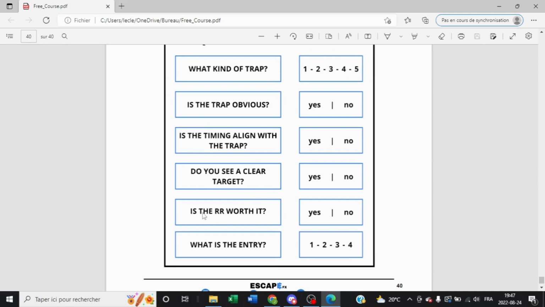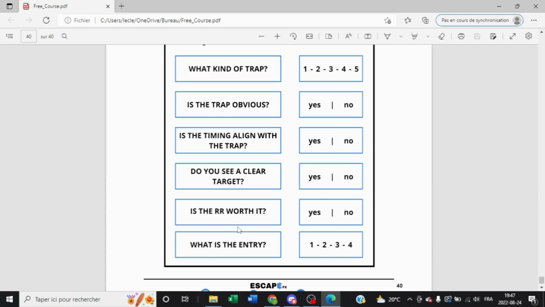Is it prime time, from 7 a.m. to 11 a.m. New York time, or is it not prime time? Do you see a clear target? Do you have a clear target in mind? Do you know where you're going to put your take profit? Is the target worth the risk? Is the risk reward good?